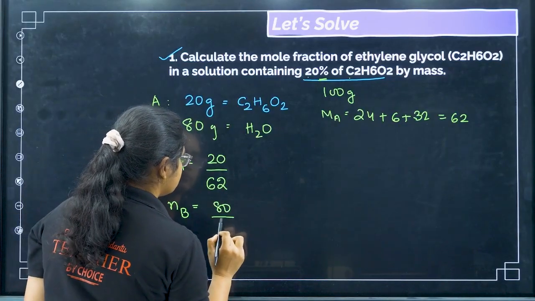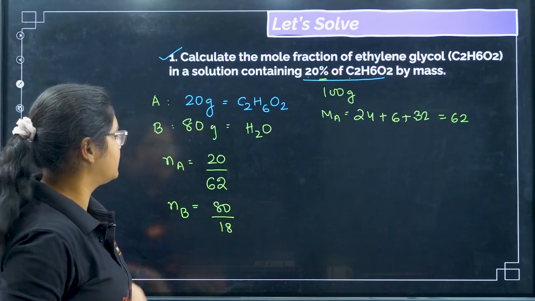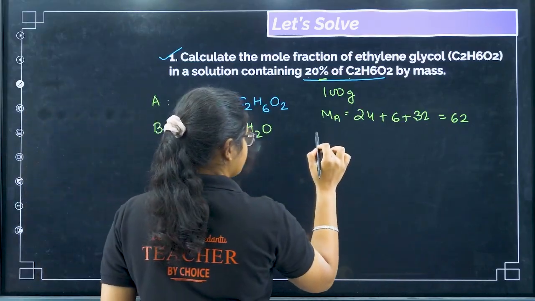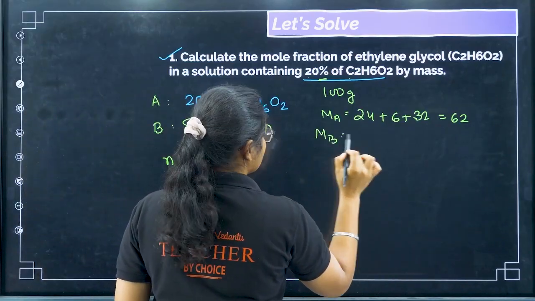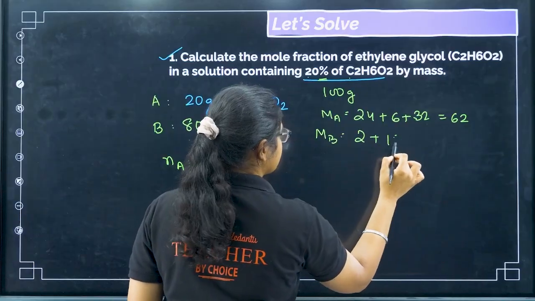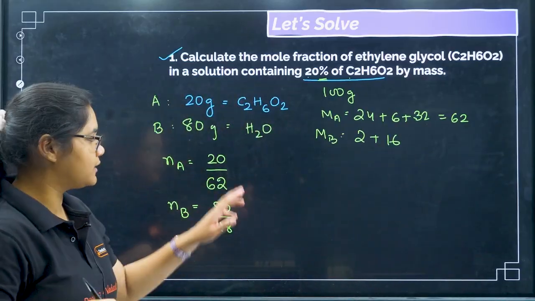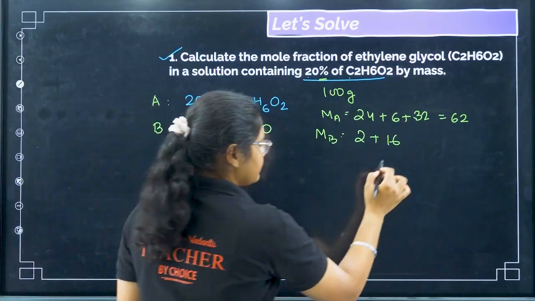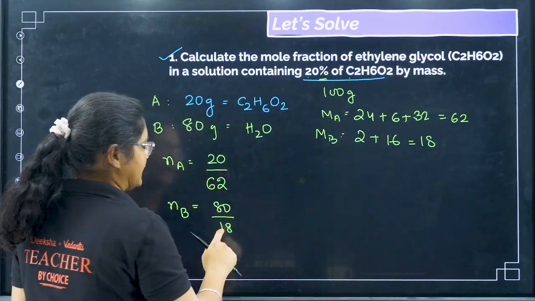80 by 18. Given the mass, the molar mass of water, I think all of you will be able to calculate. Each hydrogen is 1, 1 plus 1 is 2, 2 plus oxygen 16 is 18. So that is why 80 by 18.